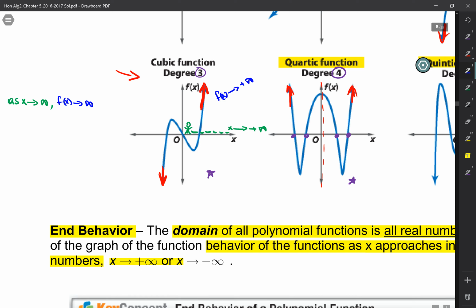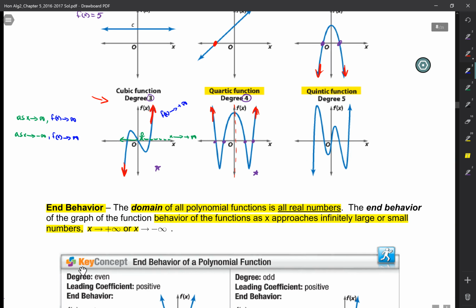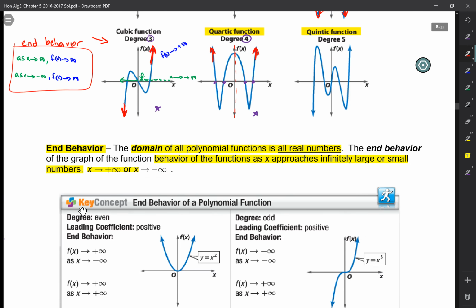Now, what if he's going in the other direction? So as x approaches negative infinity, as now he's going over to negative a trillion, where does he see the graph going, up or down? Down. So f of x approaches negative infinity. Okay? And when we say end behavior, this is what we're talking about. All of that. Okay? So let's just analyze a few things here.